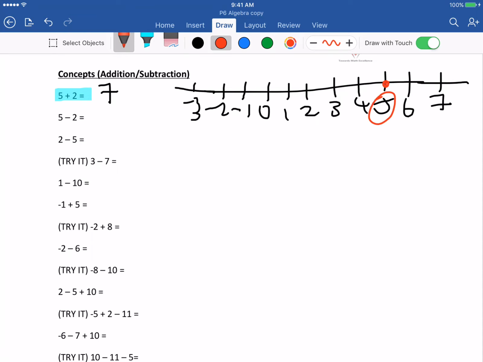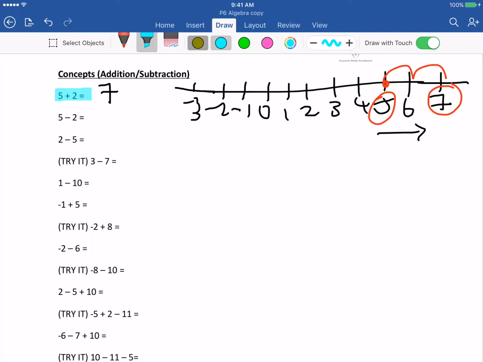Plus 2, what do you mean by plus 2? It means you need to jump. Plus means jump to the right. Minus means jump to the left. So you need to jump to the right. How many steps? 2 steps. So the answer will be 1, 2. That's why it's 7. Okay? Next one, let's try.